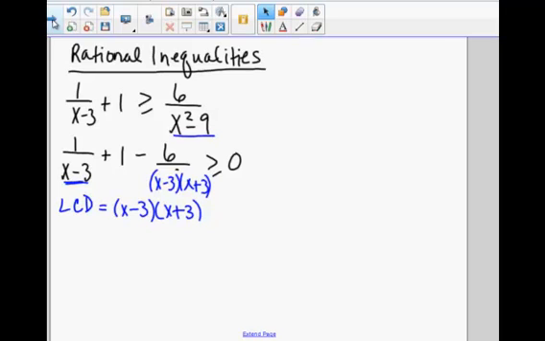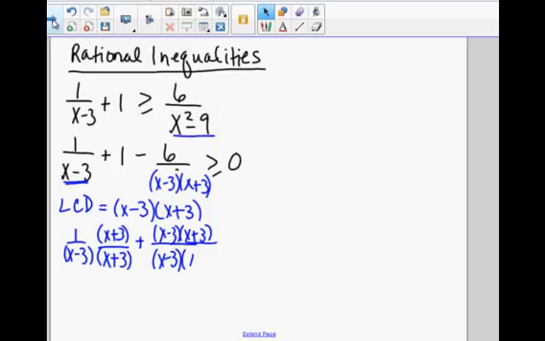So this has the x minus 3. It doesn't have the x plus 3, so I'm going to take the 1 over x minus 3, and multiply it top and bottom by what's missing, which is the x plus 3. And then plus 1, well, that's missing everything, so we get x minus 3 times x plus 3 over x minus 3 times x plus 3, because it had no denominator, which is 1. When you divide something by itself, you have 1. It's just rewritten and manipulated.